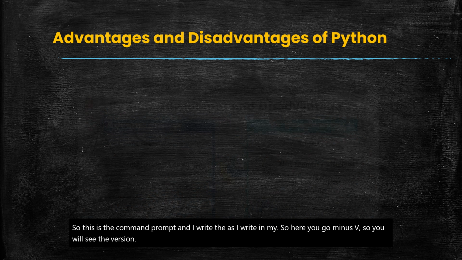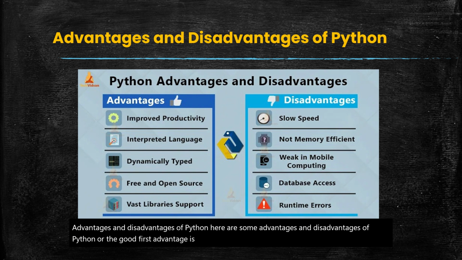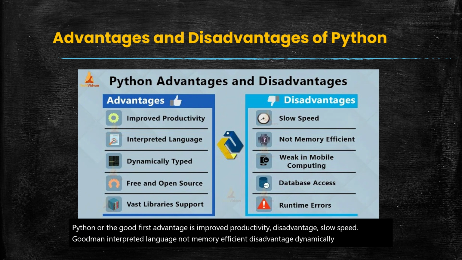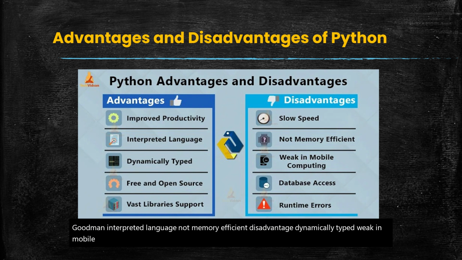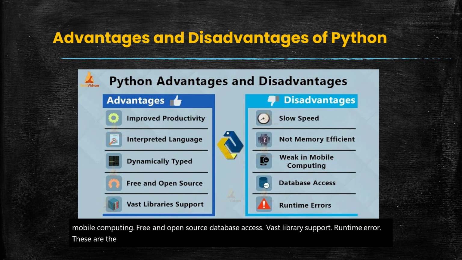Advantages and disadvantages of Python. Here are some advantages and disadvantages of Python. The first advantage is improved productivity. Disadvantage: slow speed. Advantage: interpreted language. Disadvantage: not memory efficient. Disadvantage: dynamically typed, weak in mobile computing. Advantages: free and open source, database access, vast library support. Disadvantage: runtime errors. These are the advantages and disadvantages of Python.